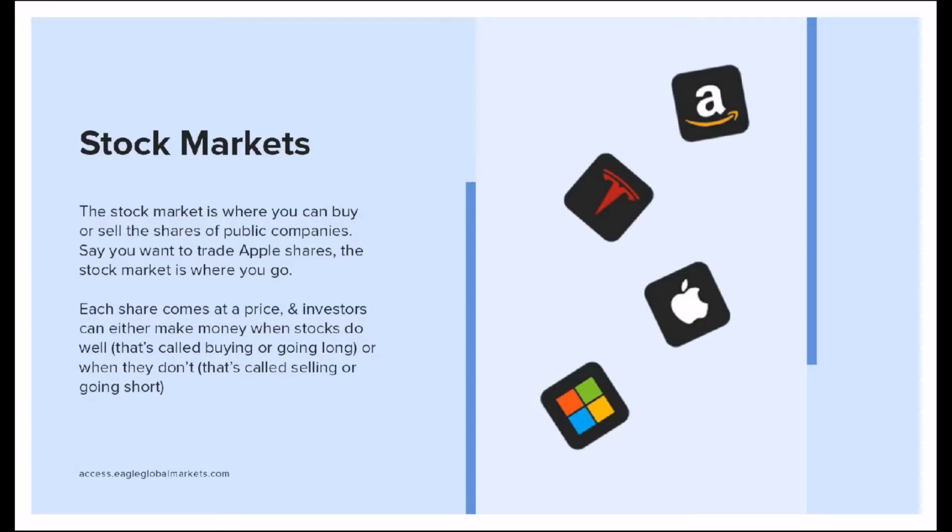Each share comes at a price. And investors can either make money when the stocks do well, which is called buying, meaning the stock is going up, or going long. Or they don't make money when it is going down, or going short.